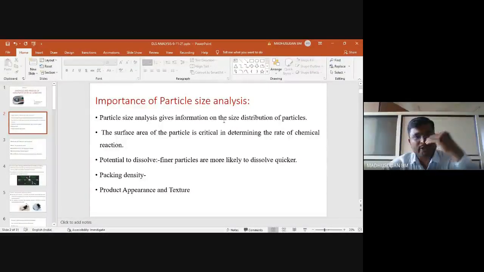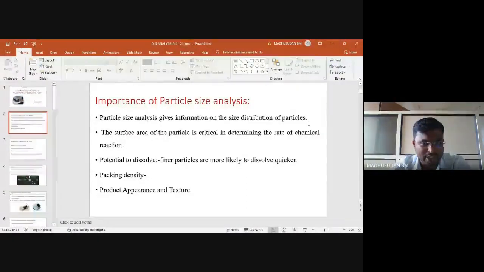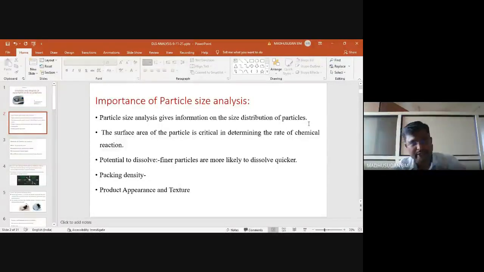So, about the importance of particle size analysis: as I mentioned, it gives information about the size distribution of the particles. If you take an example of 100 grams of powder in one container, all the particles in the sample will not have the same size or the same diameter. We cannot say that. We can characterize it based on the average particle size distribution. We can count the average number of particles which have a similar size or a range of sizes. That is what we generally characterize.